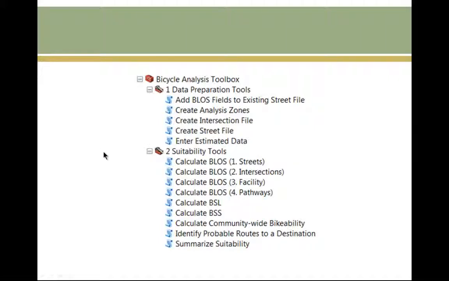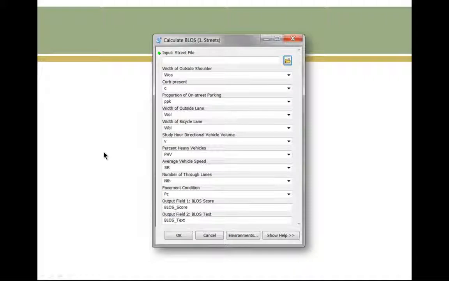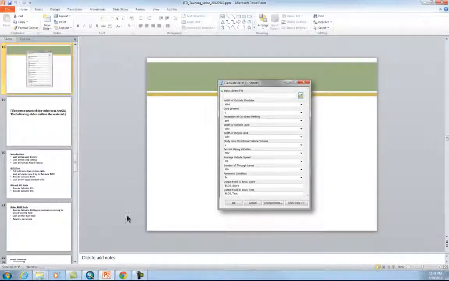But first, let me show the interface for one of the tools. This is the interface for Calculate Bicycle Level Service for streets. The user of the tool provides an input file, and then the attributes associated with that input file, and the user also defines the output of the tool. In this case, the output is a new field called Bicycle Level of Service Score, and a second new field, Bicycle Level of Service Text, which will be the letter grade. The other tools have similar interface. Let me go to ArcGIS now and show you how these tools are used.